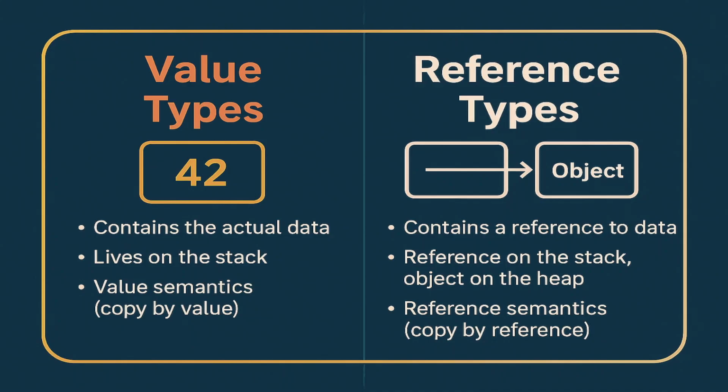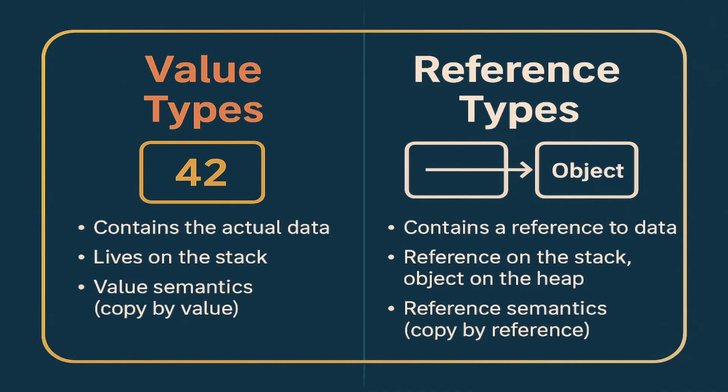On the right hand side, we have reference types. These are fundamentally different. A reference type variable doesn't directly contain the data. Instead, it contains a reference, essentially a memory address. In this diagram, for the value type, we have a box, and within that box there is the number 42. So 42 is the data, right? That yellow box is a representation of a memory block where the actual data is stored.